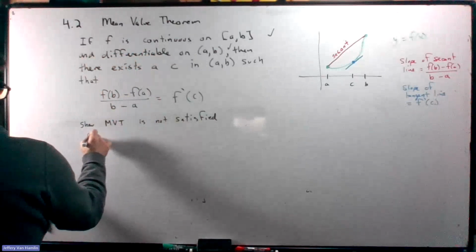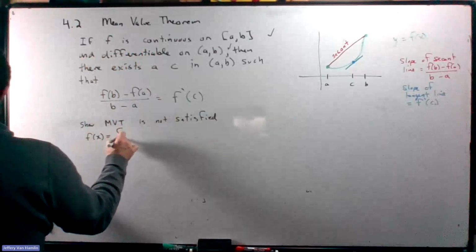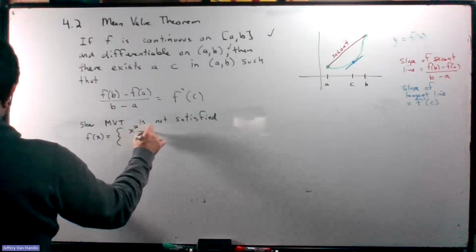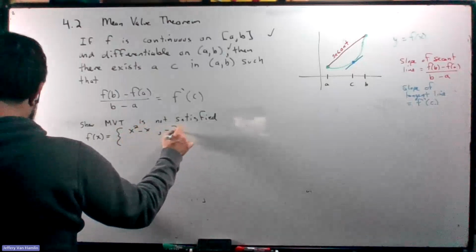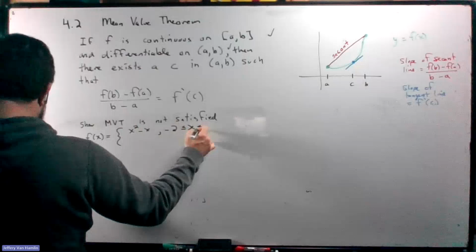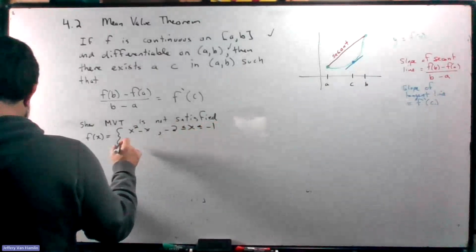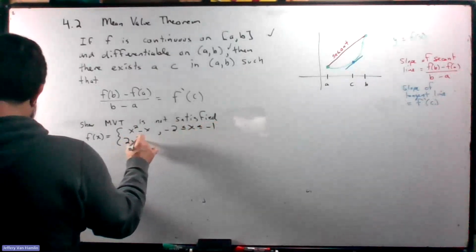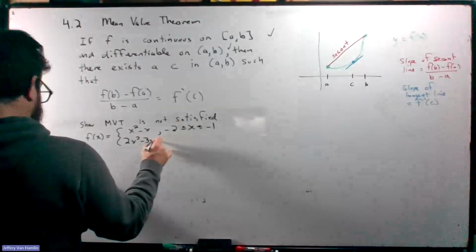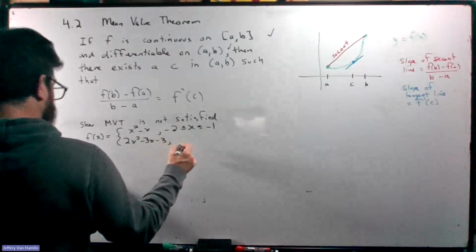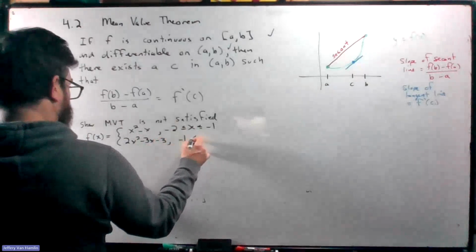So we have f of x is equal to x squared minus x. This goes from -2 less than or equal to x less than or equal to -1. And then 2x squared minus 3x minus 3. And this is from -1 less than x.